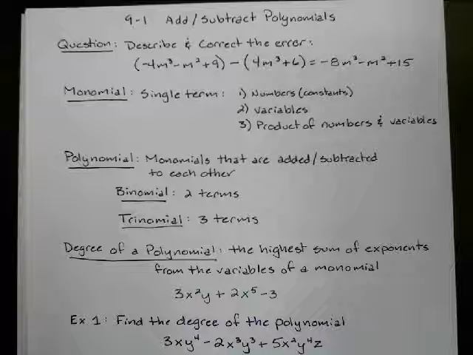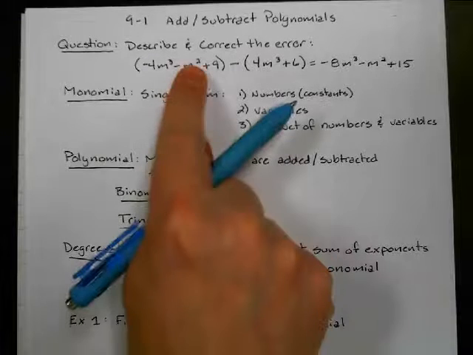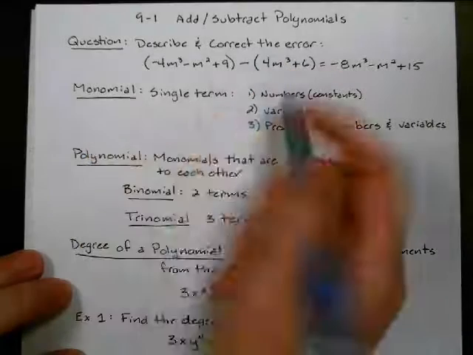We've got lesson 9-1. We're going to add and subtract polynomials, which you've probably done in another class. We're just going to talk about some of the terminology that goes with it that maybe you didn't learn in other classes. So our question for today is to describe and correct the following error.